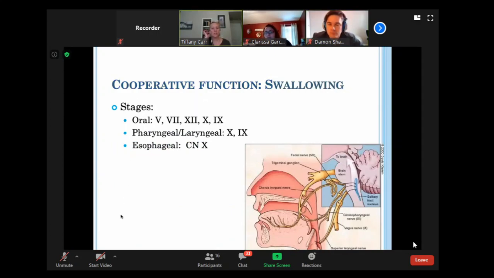So there are 3 stages of swallowing. We need to know that the oral stage is the bolus in the mouth. The pharyngeal laryngeal stage is right as it's at the back of the throat, going down through the pharynx and the larynx. And then the esophageal is just going to be whenever the bolus reaches the esophagus. So right in this area is going to be the oral, pharyngeal, and esophageal.